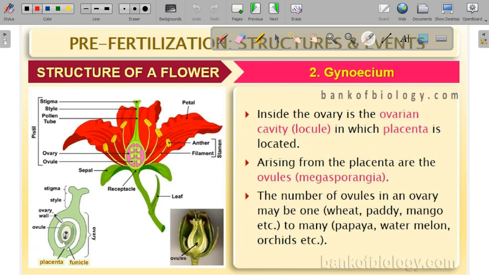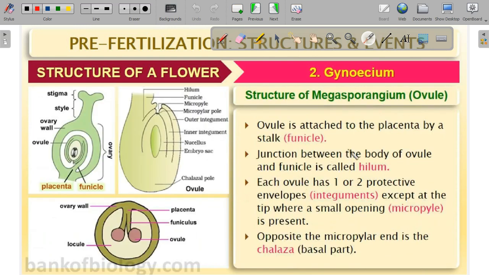The cavity between the ovarian wall and the ovule is called the ovarian locule. You can see here is your ovary, and this ovule is connected to the ovary by means of the placenta. We have learned about placentation in grade 11. Arrangement of ovules on the ovary is called placentation. We have marginal, axile, free central, basal. Arising from the placenta are the ovules. The ovules may be one, or many also. Now, structure of the megasporangium. So you know that the funicle is a part of the ovule or a part of the ovary.